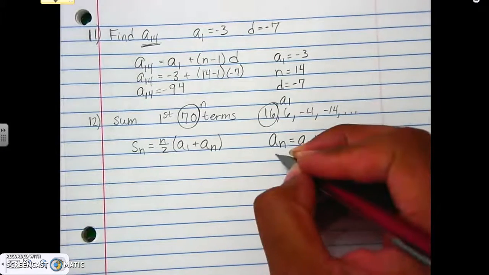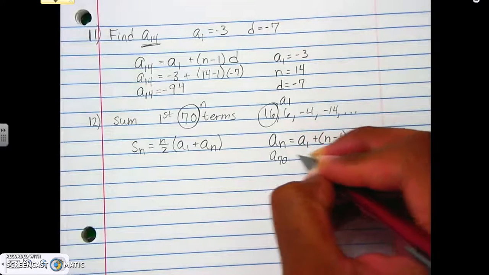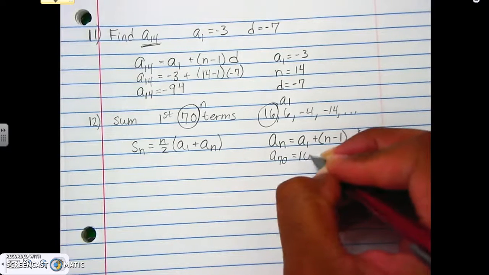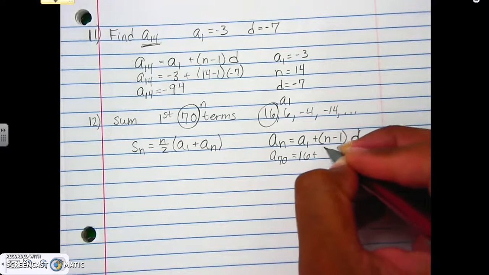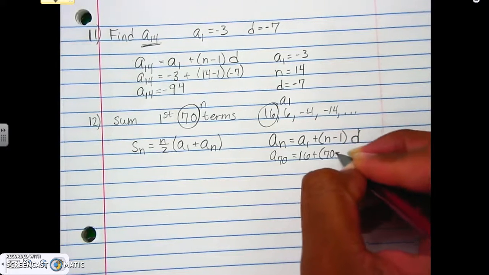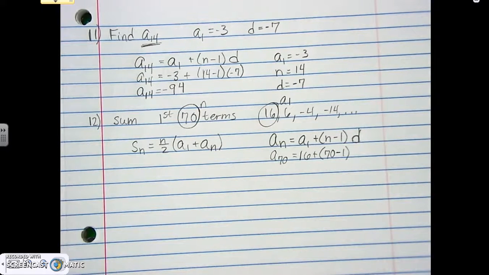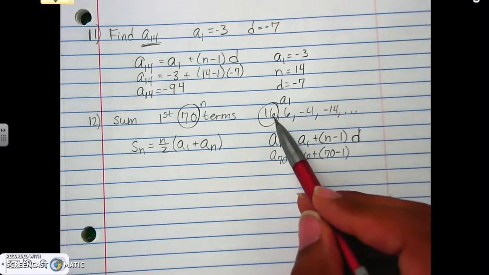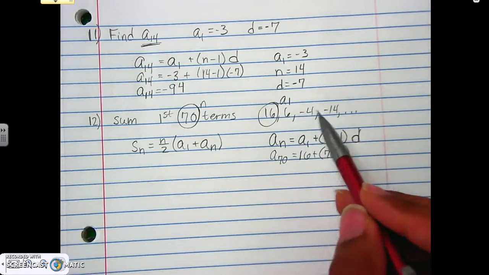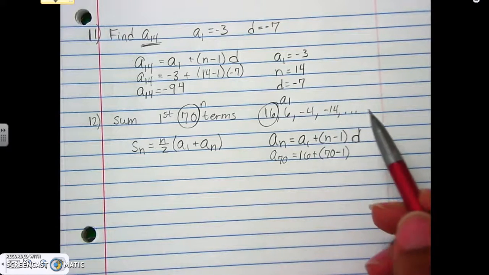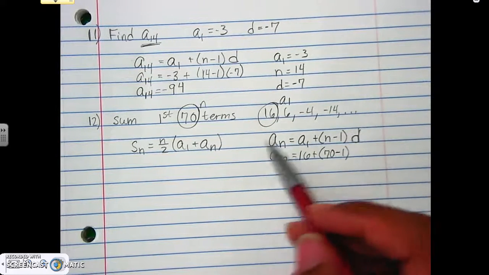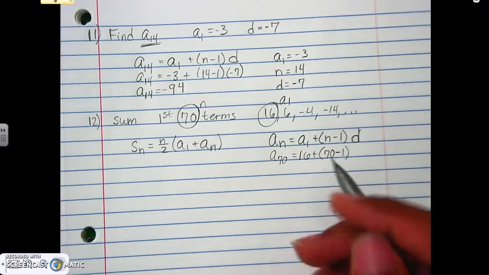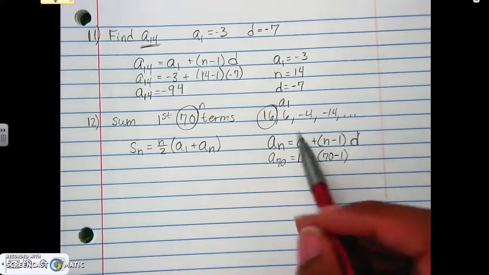All right, so here we're doing A70 is what we're looking for. A1 is 16. We know N again is 70 because that's the term we're looking for. And we just have to figure out what our common difference is. Again, if you can look at it and tell me what the common difference is, going from 16 to 6, and then from 6 to -4, and then -4 to -14, then great, use that. But if not, you need to subtract them.